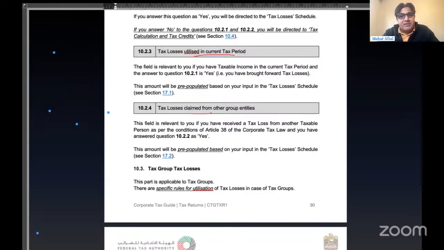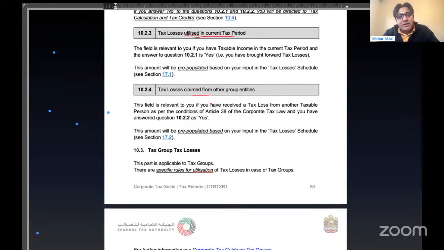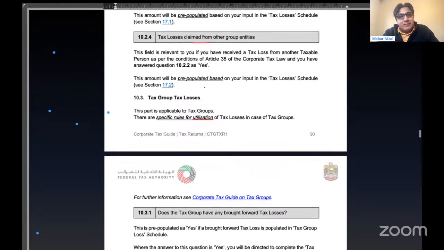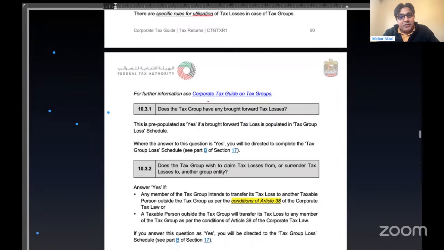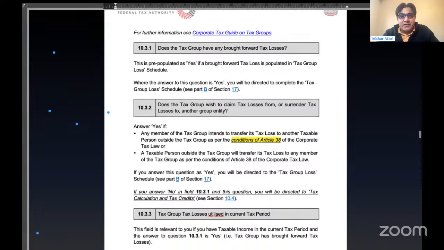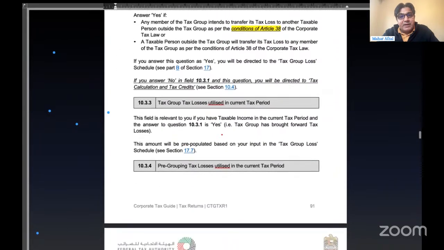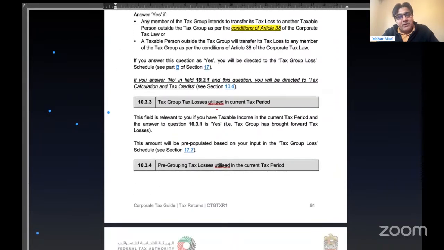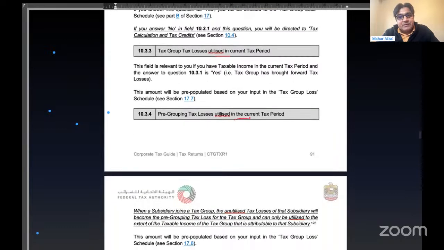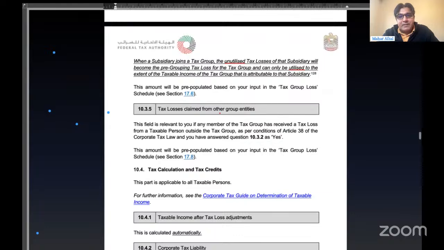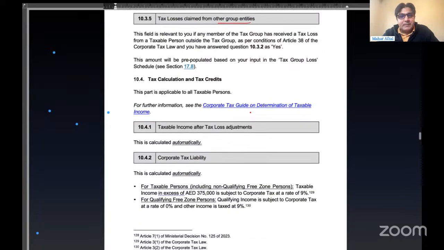Tax losses claim. This is for the group. Might be any member of the group has tax losses, and that member is surrendering the losses, receiving the losses, transferring the losses. Then this is regarding the tax group losses, tax group and brought forward losses. So if you are going through in detail about this, whatever we discussed, some basic questions are there. Nothing other than this. Other group entities, tax calculation and tax credits.